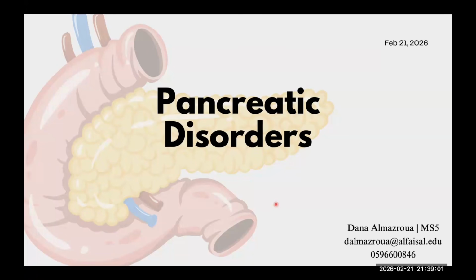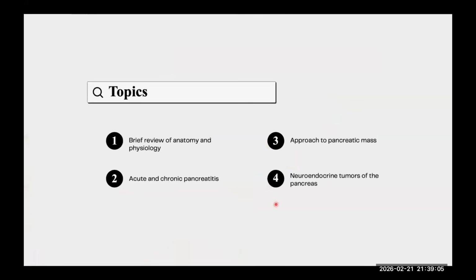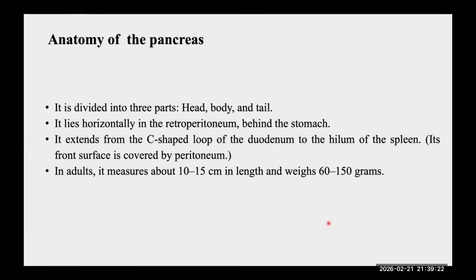Today, inshallah, I will be discussing pancreatic disorders. We're going to discuss these topics. First, we're going to start with a brief review of anatomy and physiology. Then we're going to move to acute and chronic pancreatitis. Then we're going to see how we approach pancreatic masses. And then at the end, we're going to discuss the neuroendocrine tumors of the pancreas. So let's get started. First, we're going to discuss the anatomy of the pancreas.